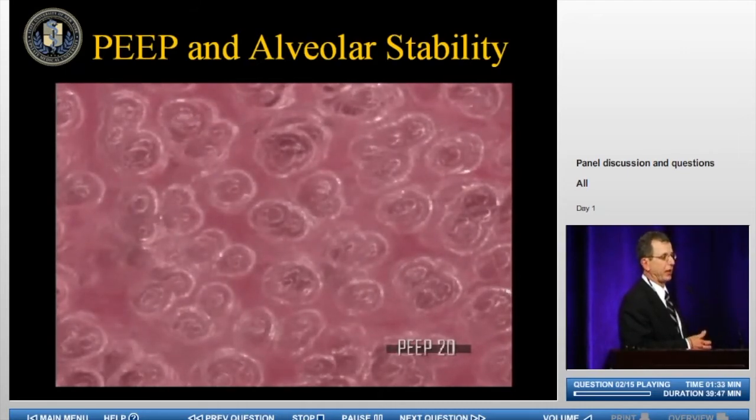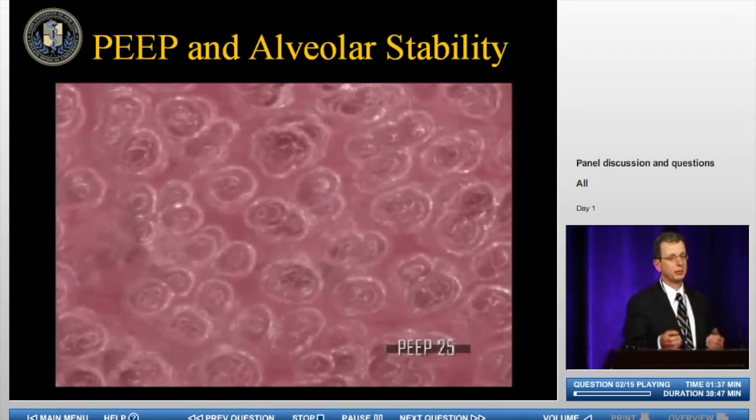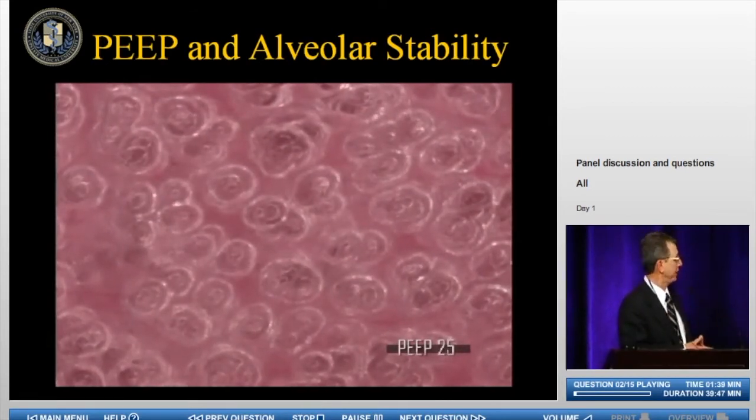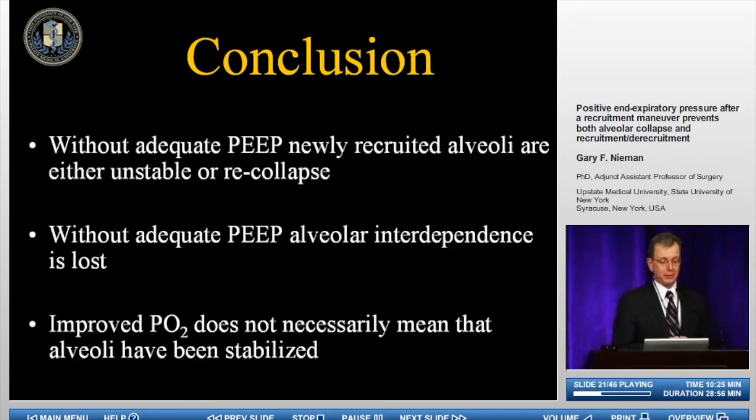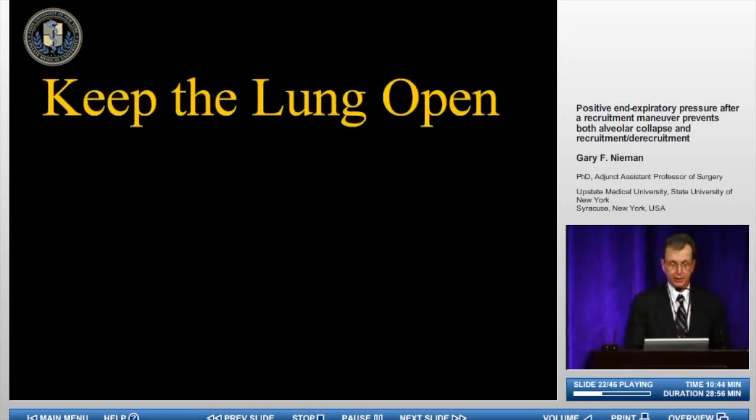So in this particular rat lung, by just stacking PEEP, it took really 20 centimeters of water PEEP to obtain alveolar stability. Our conclusion here is that without PEEP, these newly recruited alveoli would either be unstable or recollapse, and that without adequate PEEP, alveolar interdependence is lost. You have unstable alveoli and collapsed alveoli throughout the lung, and also that improved PO2 does not necessarily mean that alveoli have been stabilized.